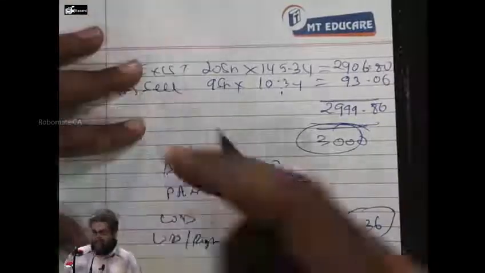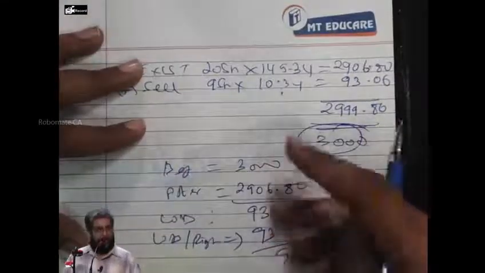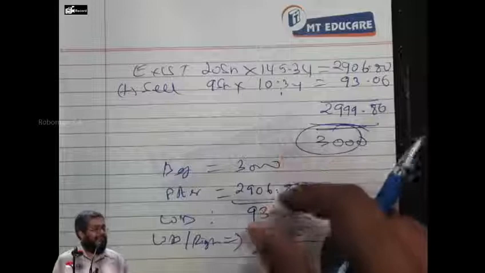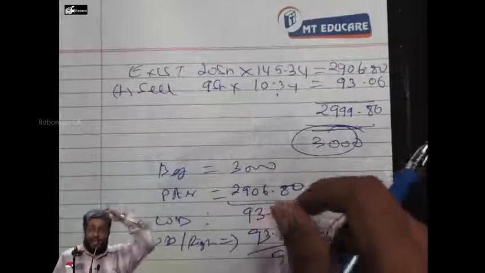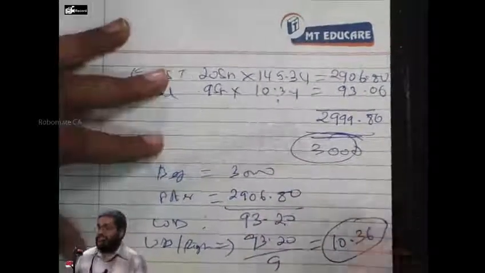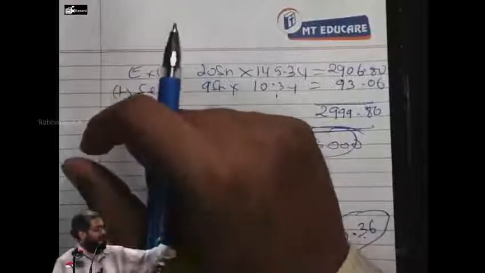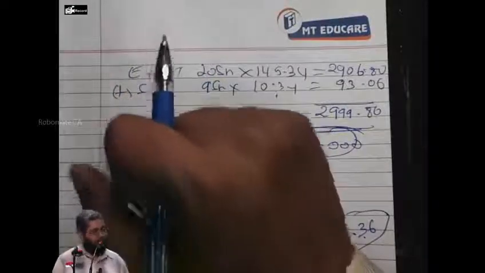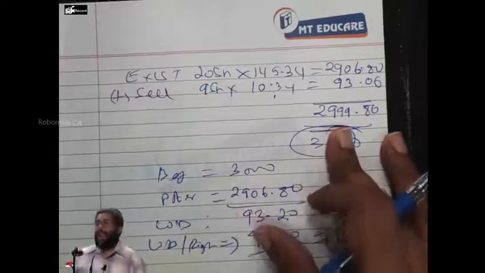2,906.80. Due to rights, how much is the drop in value? 93.2. This I can recover by selling rights. How many rights here? 9 rights. Every right should be sold. How much rupees? 10.36 to recover my loss. That's compensation for loss. First branch over. Yes or no? Second branch. Go for second branch. NPV. Write down.